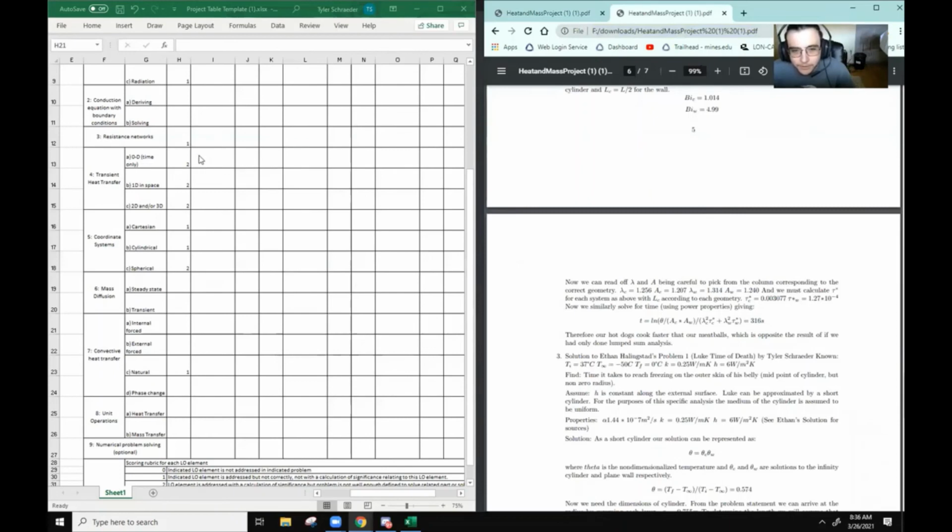So here we cover all three forms of transient heat transfer, and we can consider the spherical coordinate system when we consider the meatball.